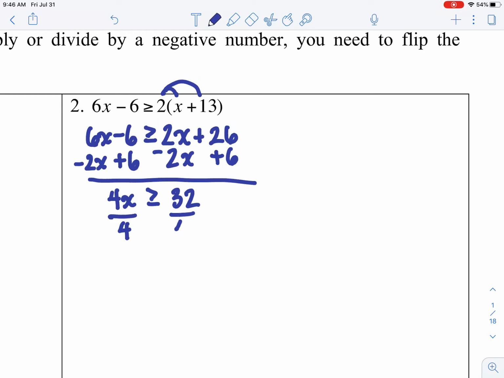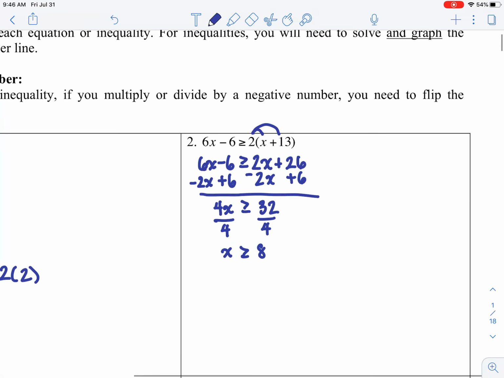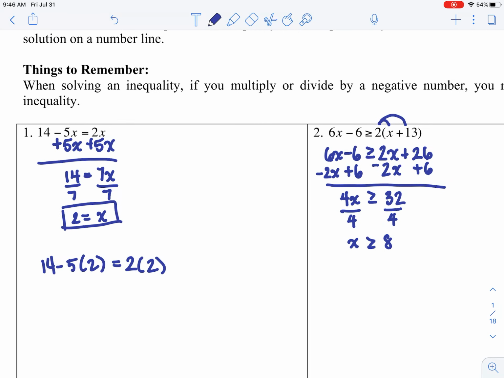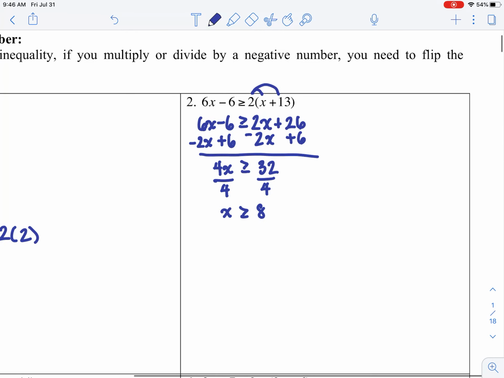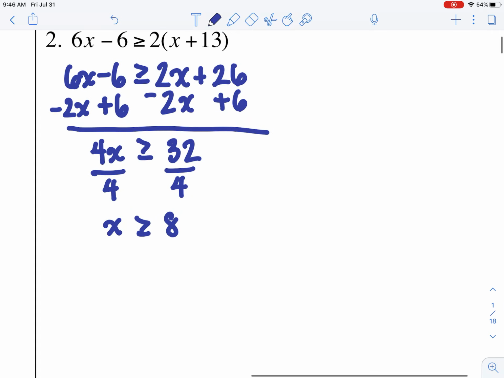Dividing both sides by 4, I can leave this in the same direction. I end up with an answer of x is greater than or equal to 8. Now, unlike the first problem where we just had an answer of x equals 2, one singular answer, an inequality results in an entire solution set.